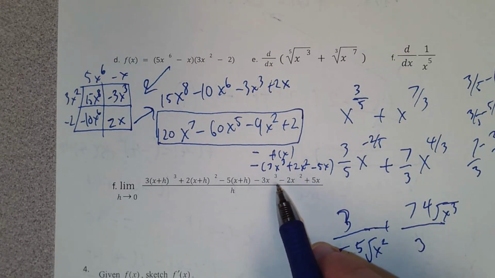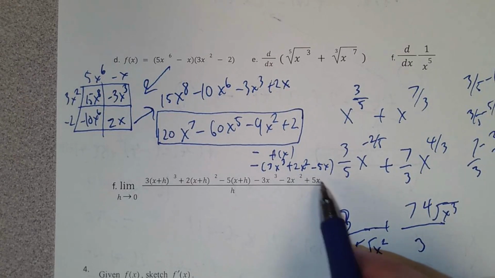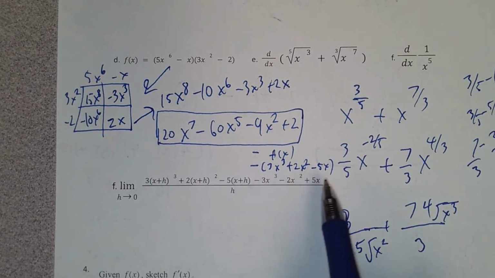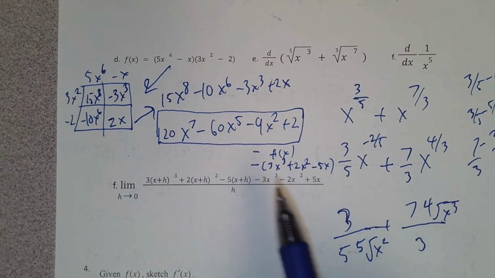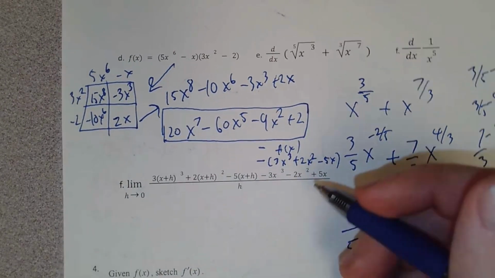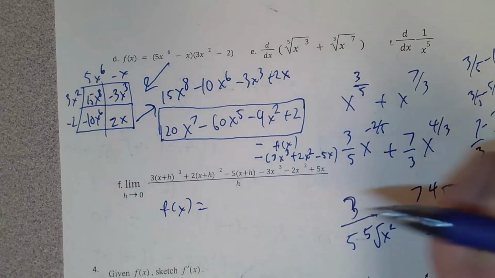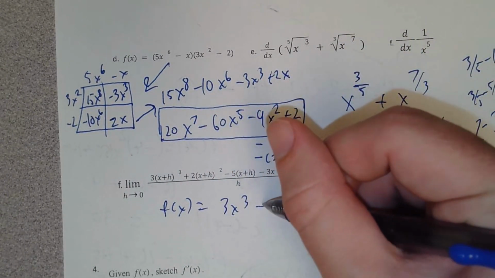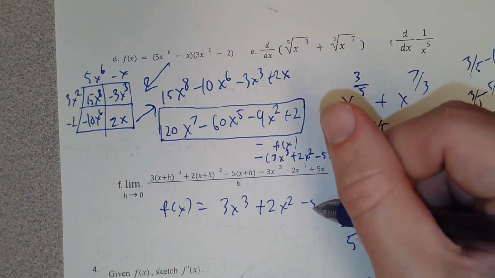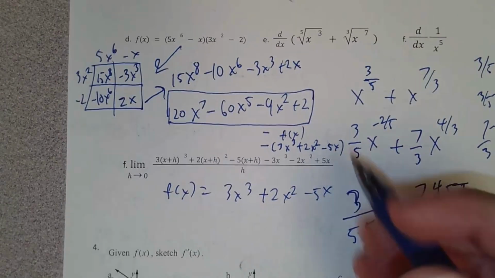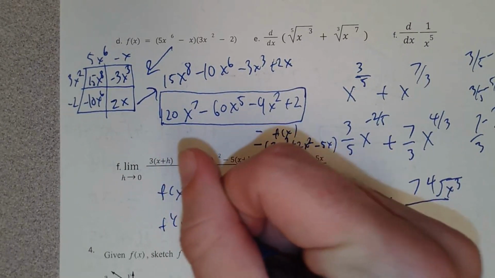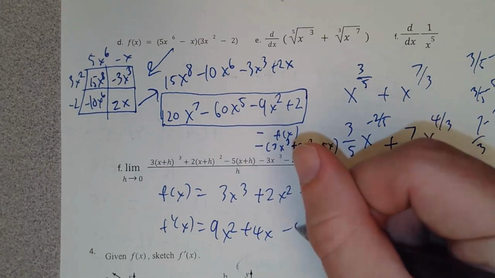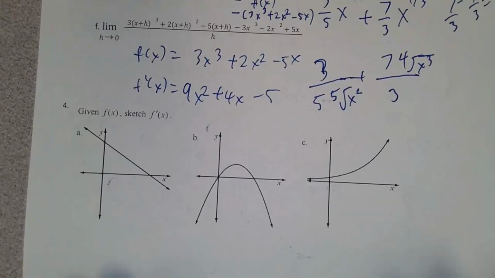So negative 3x to the third minus 2x squared plus 5x is not f of x. That's had the negative distributed to everything. You have to factor out that negative, and then you have your f of x. So f of x equals 3x to the third plus 2x squared minus 5x, not this. And then take the derivative. So 9x squared plus 4x minus 5. Easy. Okay, good.